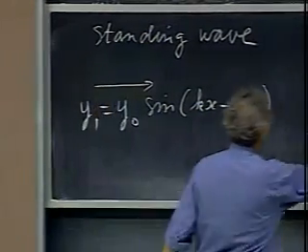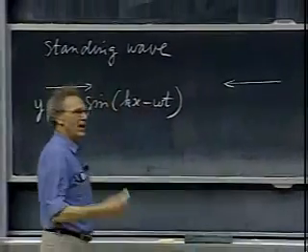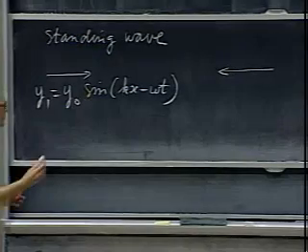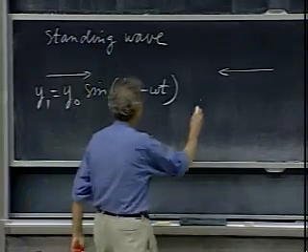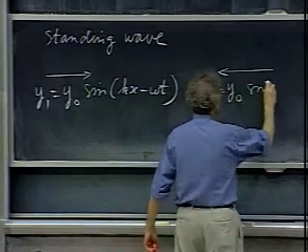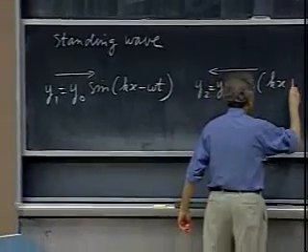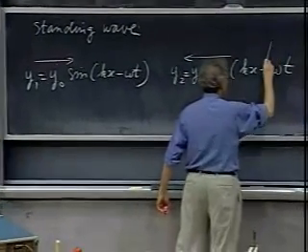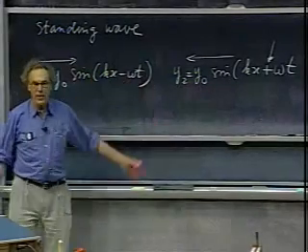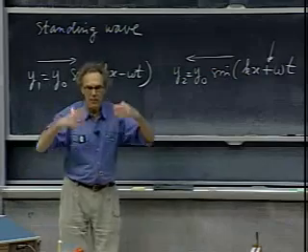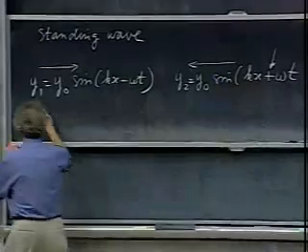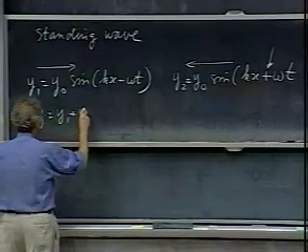But I have another wave. And the wave is exactly identical in terms of amplitude, in terms of wavelengths, in terms of frequency, identical, but it's traveling in this direction. And so this is y2, which is y0 times the sine of kx plus omega t. This plus sign tells me it's going in this direction. And so if this is a string, the net result is the sum of the two. So I have to add them up. So y is y1 plus y2.